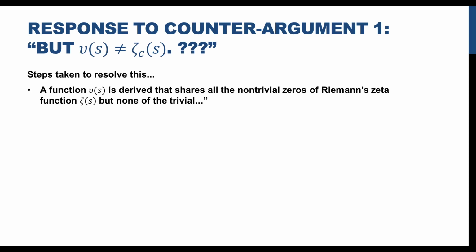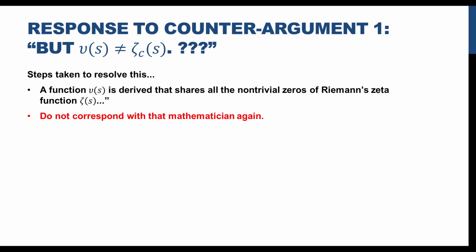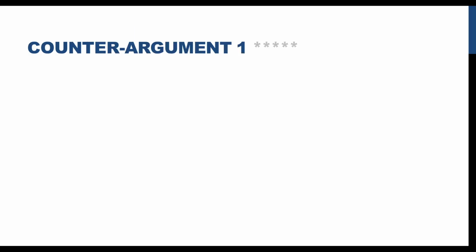Since this was in the abstract and we had this sentence here, we don't want anyone to stop anywhere in the paper and go, well, no. We want to keep it moving all the way to the end. So to fix this situation, we're just going to remove "but none of the trivial." "A function upsilon of s is derived that shares all the non-trivial zeros of Riemann's zeta function." That's it. That's all we need to talk about. I don't need to discuss it, and we don't need to discuss it with that mathematician anymore. So I'm going to rate that counterargument 1 star.